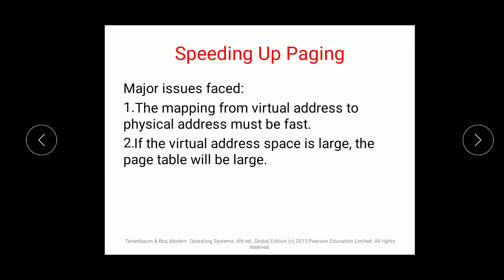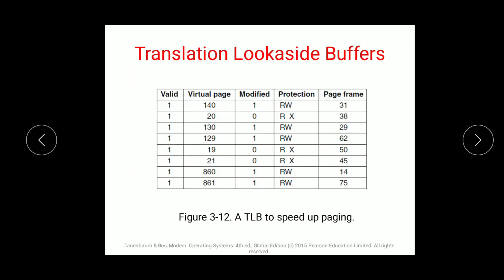Next is speeding up paging. When we talk about speeding up paging, there are certain issues, and the first one is that the mapping from virtual addresses to physical addresses must be fast. Virtual addresses are random values, so that is the reason speeding up should be built into it. If the virtual address space is large, the page table will be large. Once you increase the size of the virtual address space, the page table also increases. To make the reference faster, we use translation lookaside buffers.